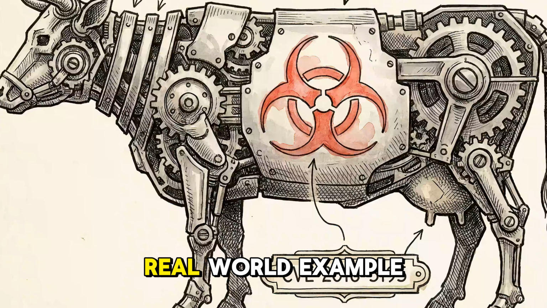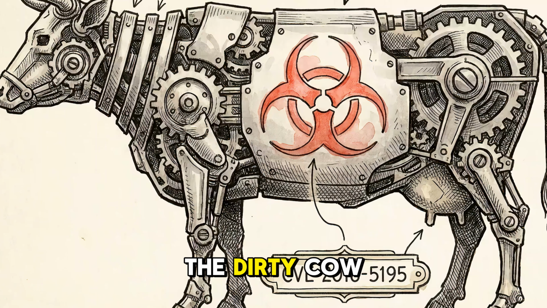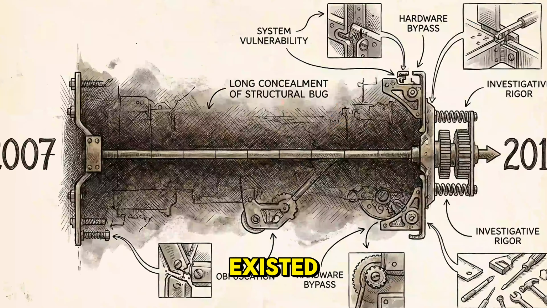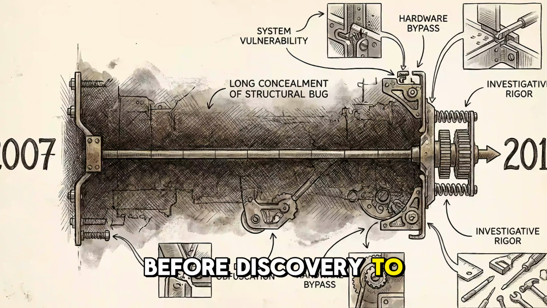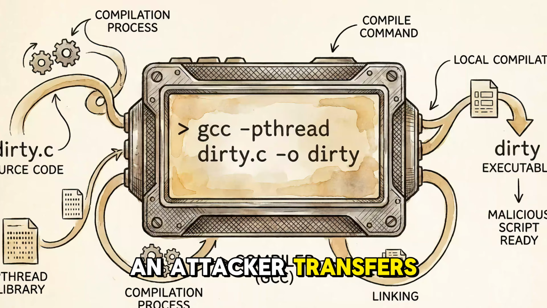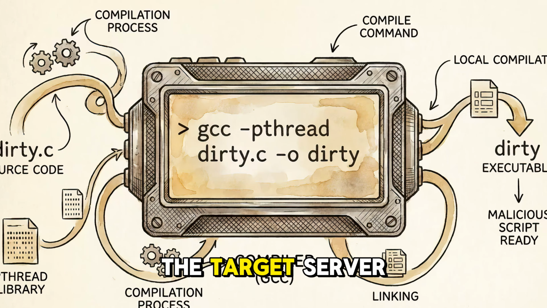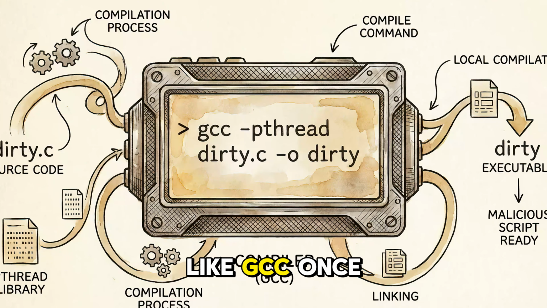A definitive real-world example of this is the Dirty Cow exploit, tracked as CVE-2016-5195. It existed in the Linux kernel for nearly a decade before discovery. To execute Dirty Cow, an attacker transfers a malicious C script to the target server and compiles it locally using a standard compiler like GCC.